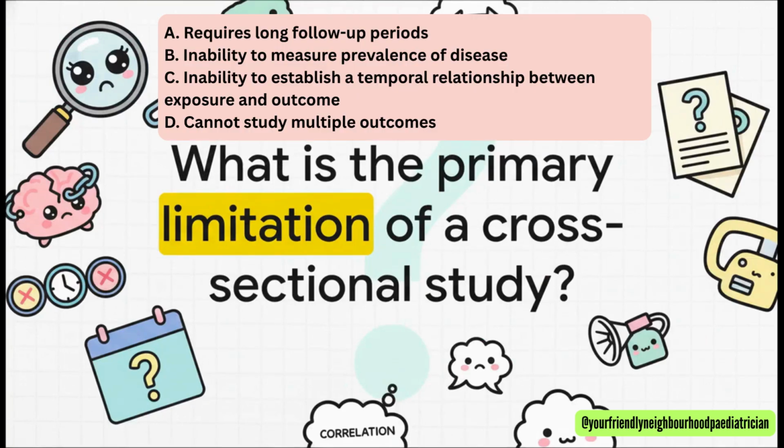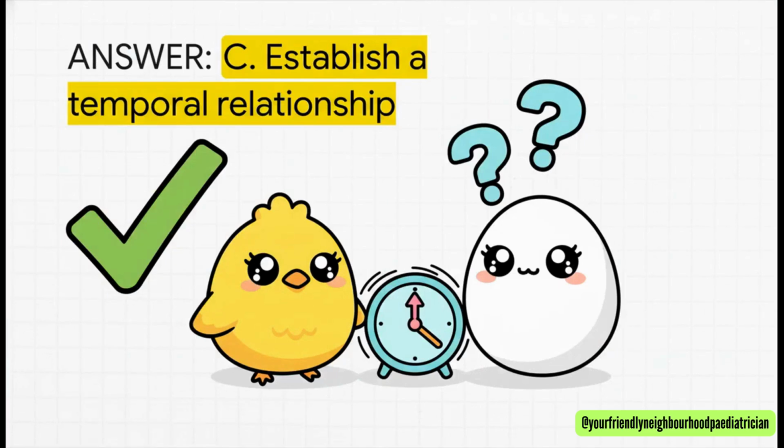This question is basically asking, did you get the main take-home message? What is the number one absolute biggest weakness of this kind of study? Yes, you know this one. It's C. It's that inability to establish a temporal relationship, to prove that the cause actually happened before the effect. This is the core concept you have to remember.